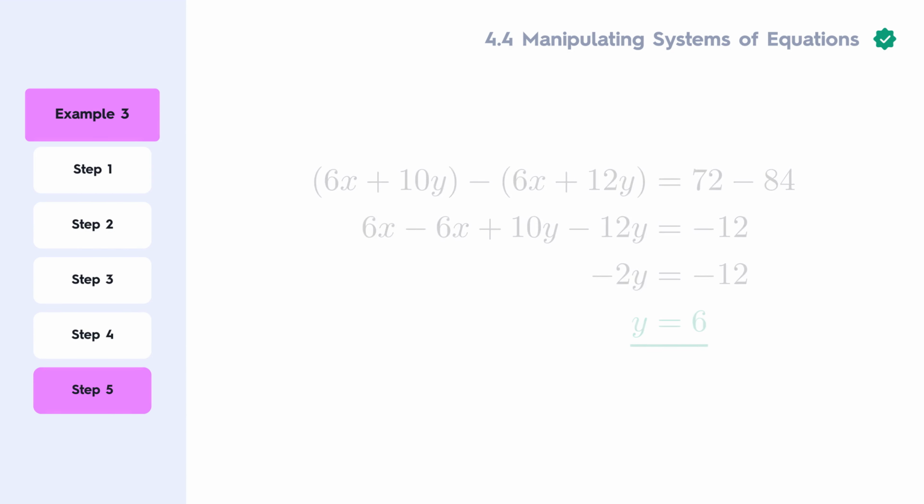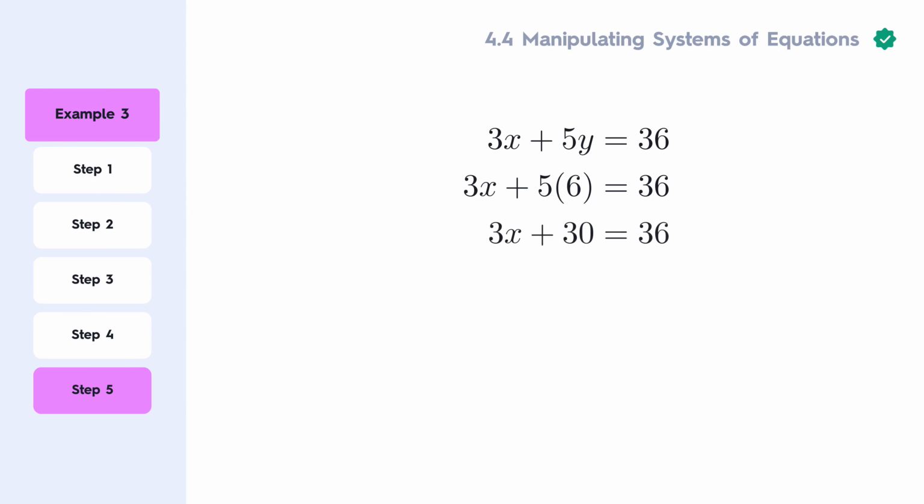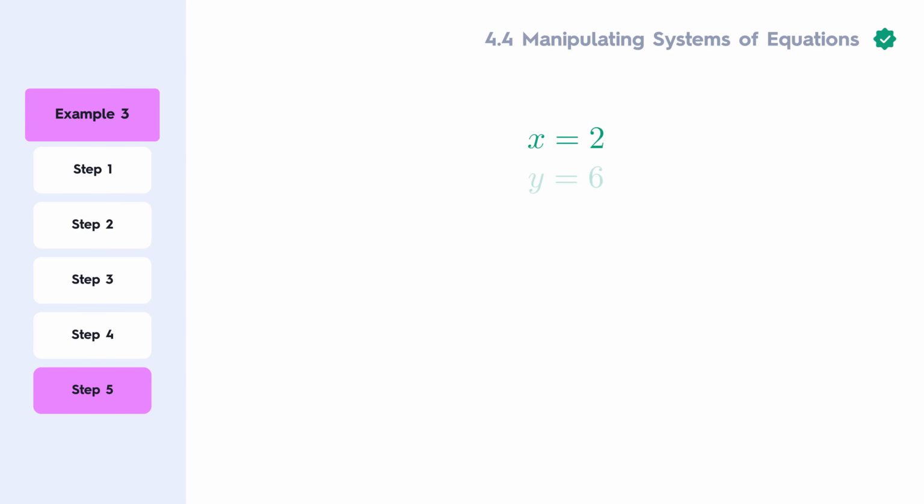Now that we know y is 6, let's substitute this value back into one of the original equations to solve for x. Let's use the first equation. Next, we simplify. After that, we subtract 30 from both sides. Finally, we divide both sides by 3. From here, we can see that x is 2, and y is 6, meaning the factory can produce 2 machines of type A and 6 machines of type B.